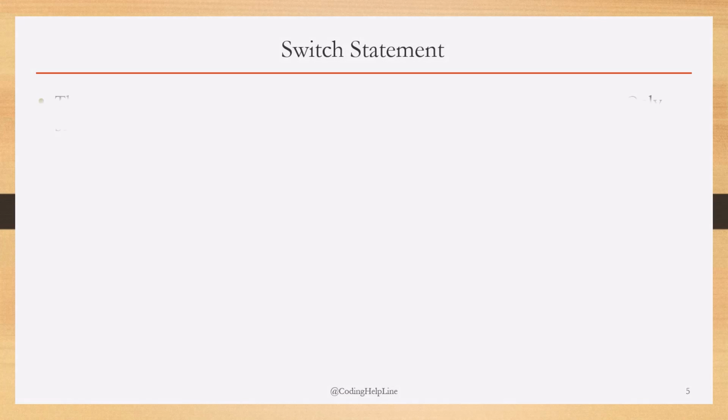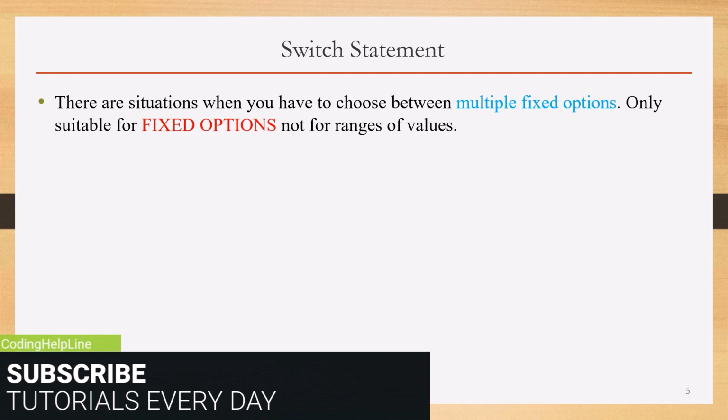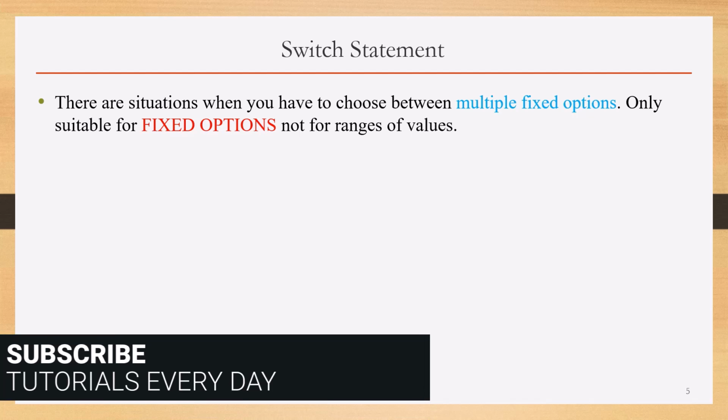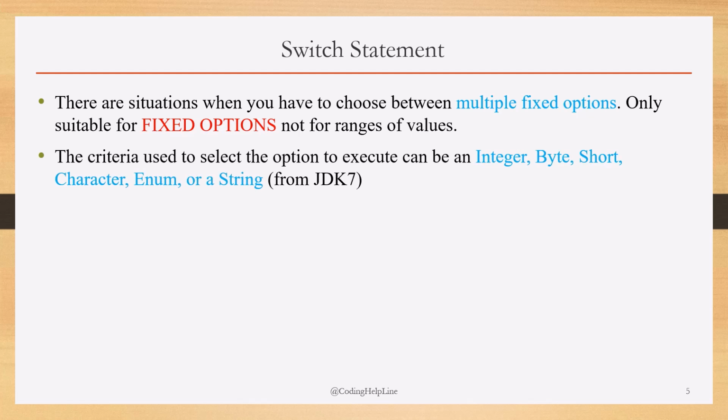And switch statement. Switch statements, there are various situations when you have to choose between multiple fixed options, only suitable for fixed options, not for ranges of values. If you are going to compare ranges of values, you have to use if-else statements. The criteria used to select the option to execute can be an integer, byte, short, character, enum, or a string. String was introduced in JDK 7 for the switch statements.